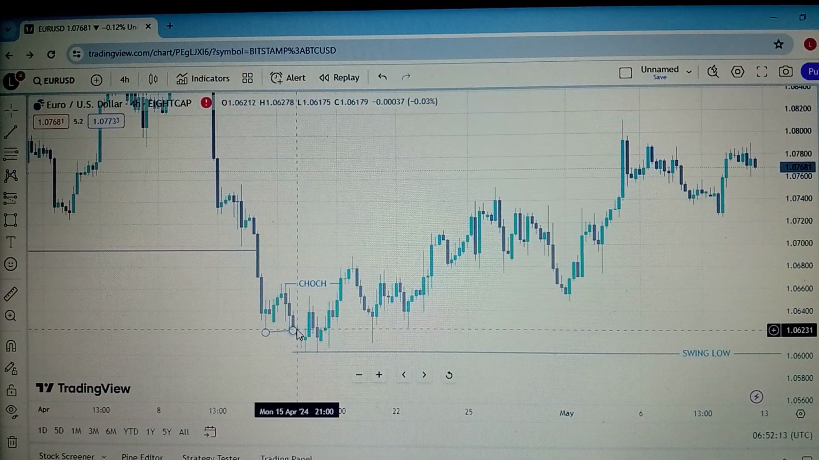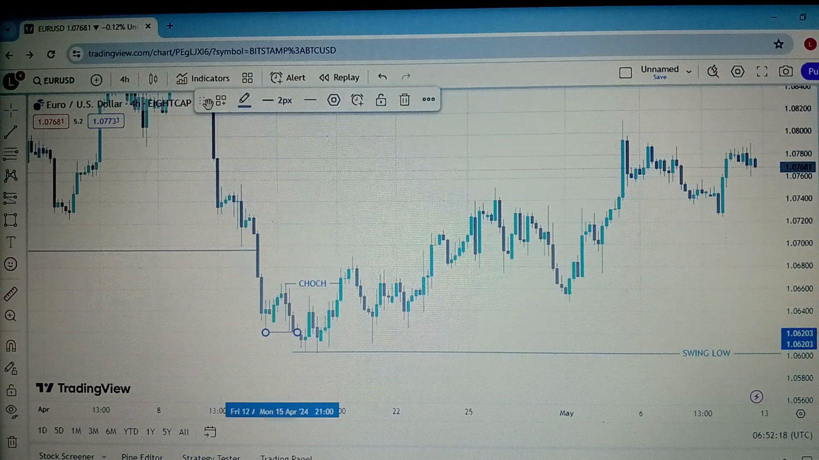So guys, we visually have a break of structure right here. We have a break of structure.